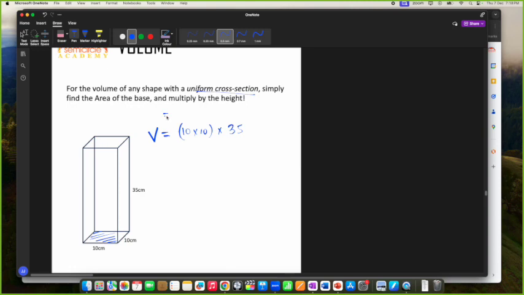So that is the length times the breadth times the height. The area of the base times the height. 10 tens are 100 multiplied by 35, which is 3,500 centimeters cubed. It will be cubed.